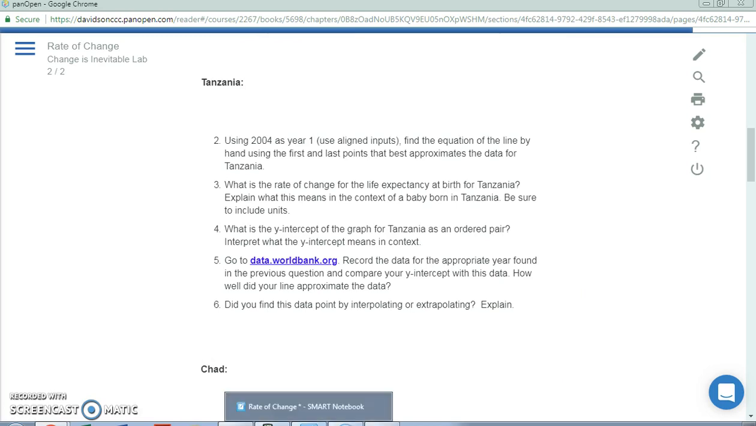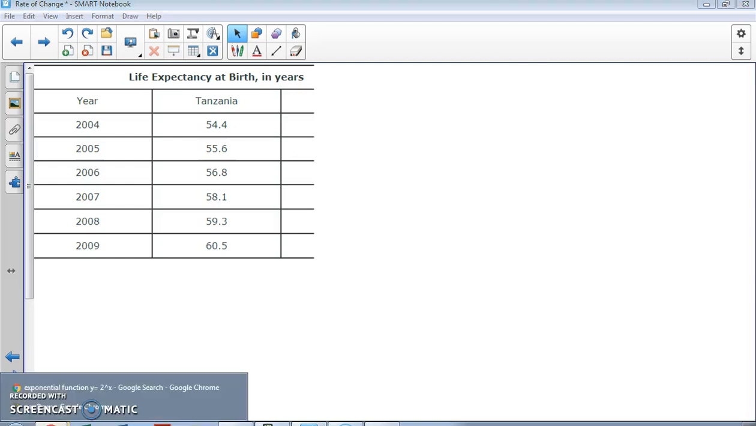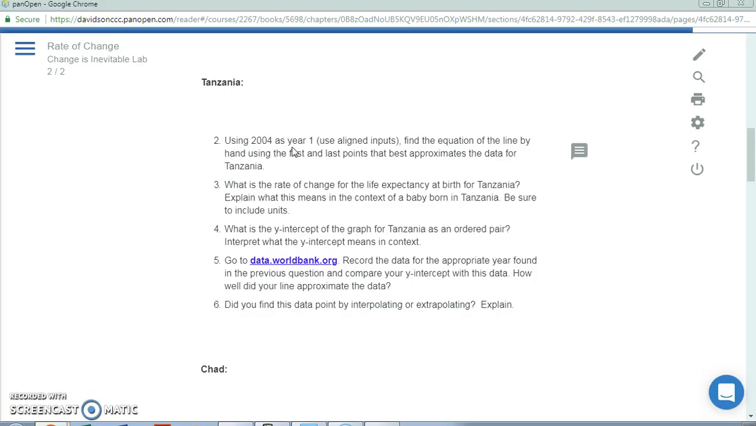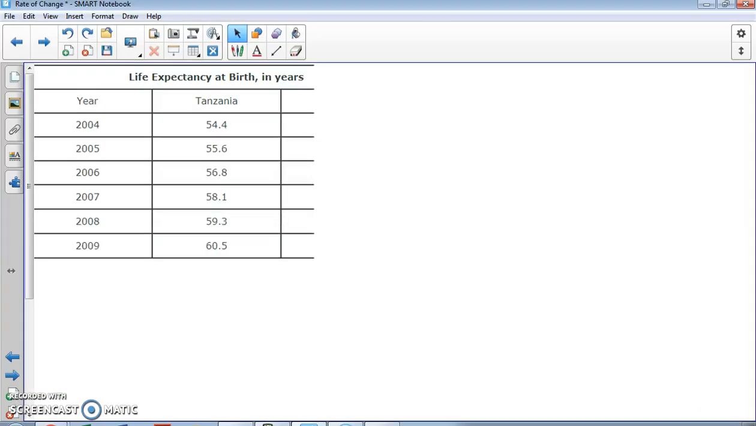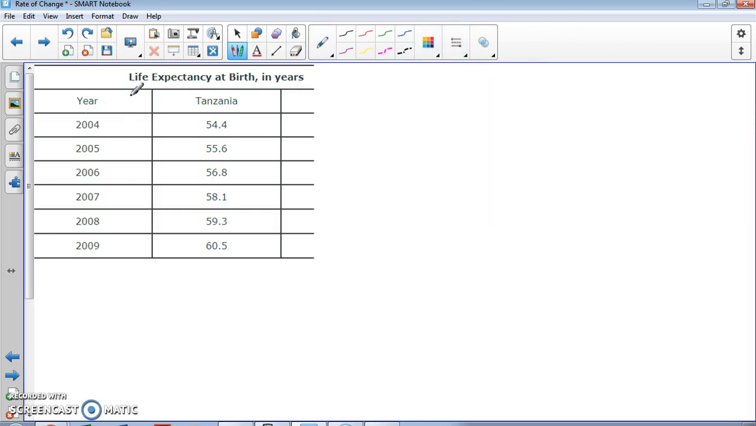Okay. So we're going to first use the line inputs, and we wanted to use 2004 as year 1. Right? So 2004 is year 1. So those are going to be our x values, since it's the independent variable. Time doesn't depend on anything. So this is 1, and we go up 1, so this is going to make this 2, 3, 4, 5. These are increasing by 1.